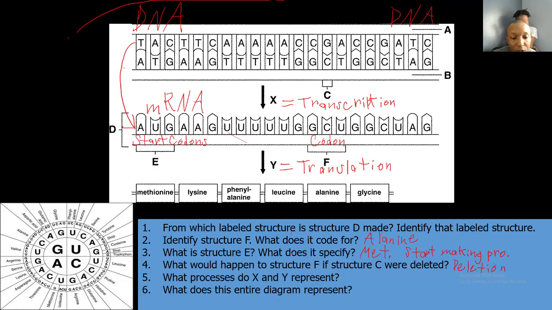And number 6, what does this entire diagram represent? This entire diagram represents protein synthesis, starting off with our DNA and then going through transcription, going to mRNA, and then the mRNA being translated into amino acids to make proteins.